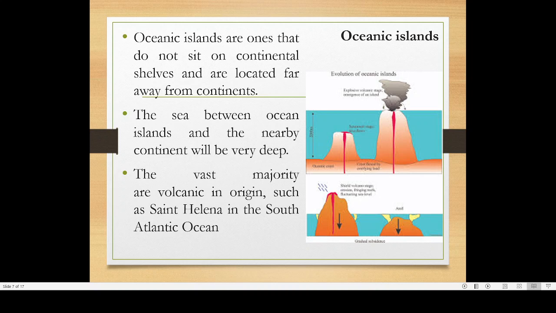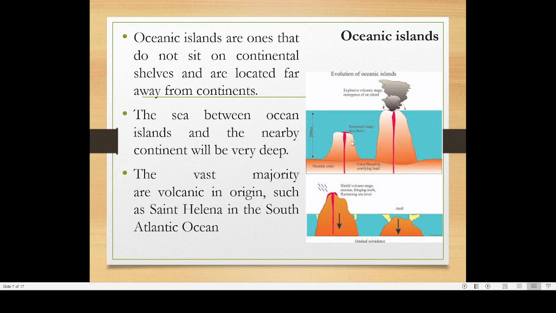It is a very remote place, very far away from the nearby continent, more than 1,000 or 2,000 kilometers away. So that is the importance of Saint Helena. Here you can see how oceanic islands are sometimes formed.